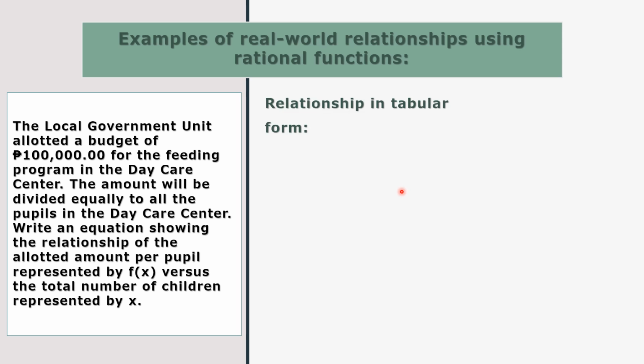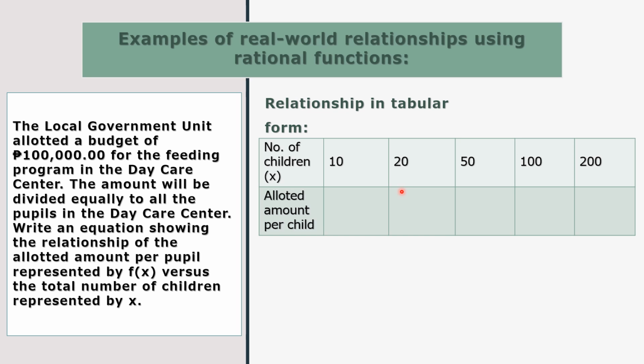Let's show the relationship in tabular form. So we have the first row with the number of children represented by the variable x, with values 10, 20, 50, 100, and 200. Now let's have the allotted amount per child. For 10 children, we have 10,000 per child. For 20 children, we have 5,000 per child. For 50 children, we have 2,000 per child. For 100 children, we have 1,000 per child. And lastly, for 200 children, we have 500 per child.